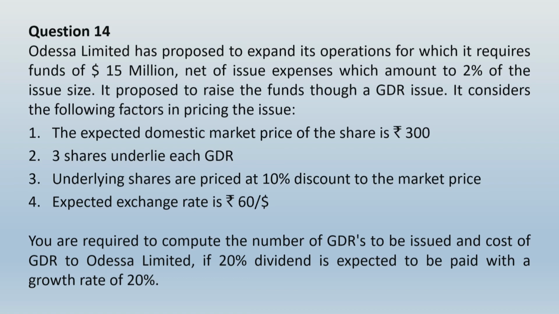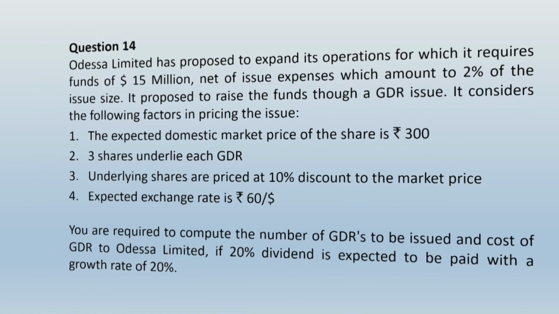Number 1, the expected domestic market price of the share is rupees 300. 3 shares underlie each GDR. Underlying shares are priced at 10% discount to the market price. And lastly, given expected exchange rate is rupees 60 per dollar. You are required to compute the number of GDRs to be issued and cost of GDR to Odisha Limited if 20% dividend is expected to be paid with a growth rate of 20%. So let us figure out how to write up the solution for this question.